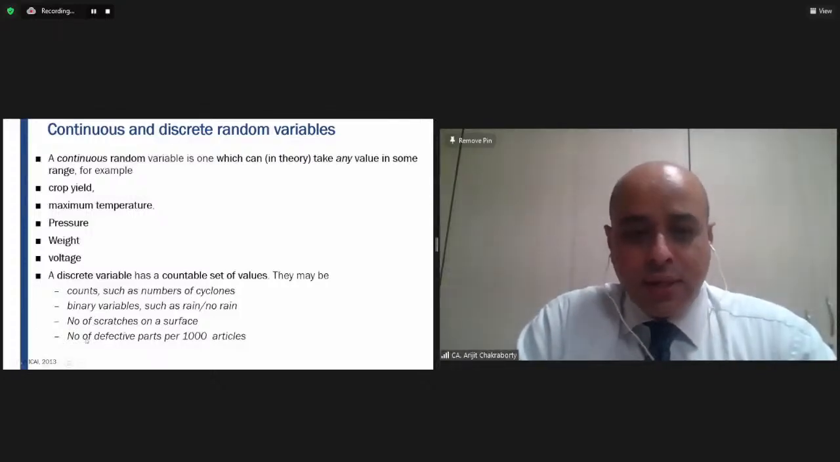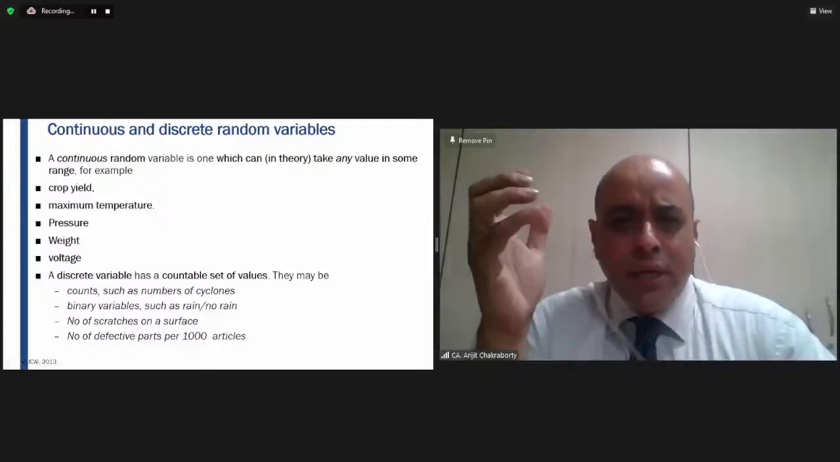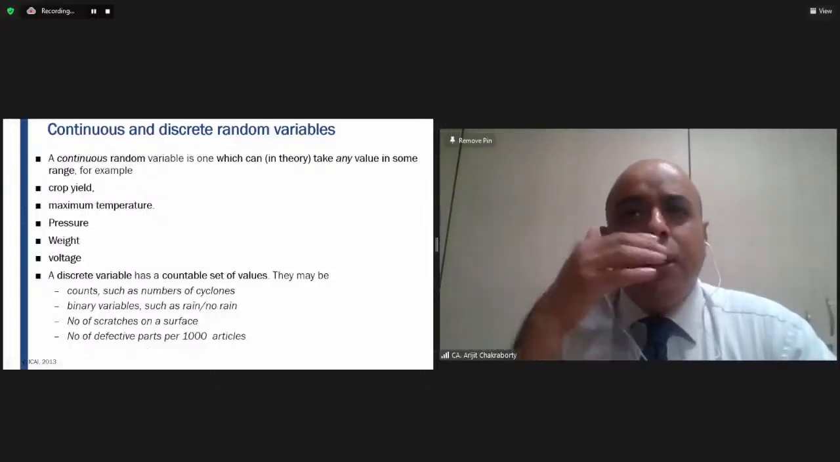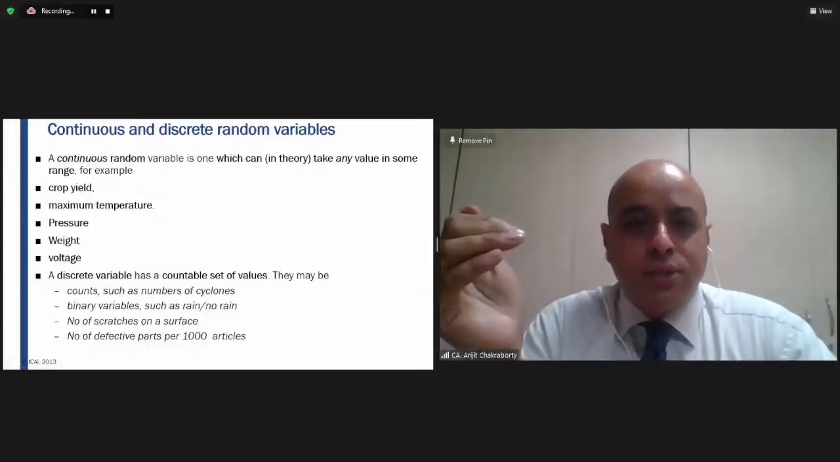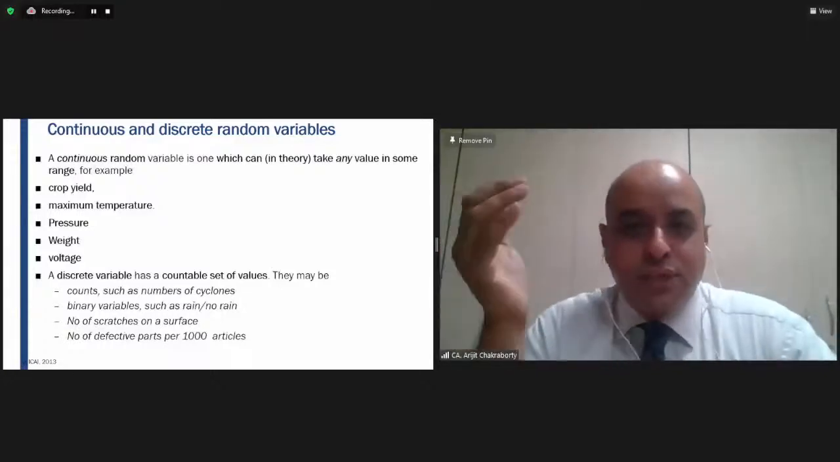The next example, number of defective parts per 1,000. Just imagine that there's a factory and say the factory is manufacturing, let's take a very common example, say it's manufacturing cars.